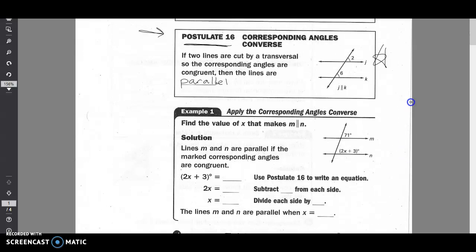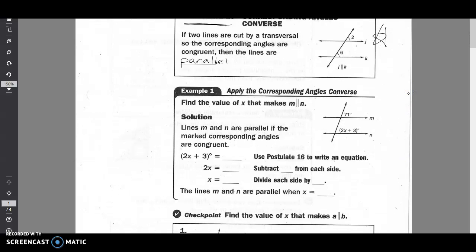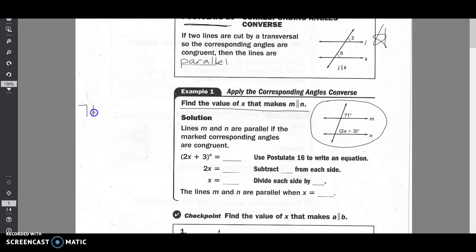All right, example number 1, using that. Write down this statement here and the figure. So we're finding the value of x. That makes line M parallel to line N. That is what that symbol means, parallel. This is very similar to number 2 on the do now problem, but in number 2, I gave you that they were parallel. Here they're asking you to find x to make them parallel. Same math involved.